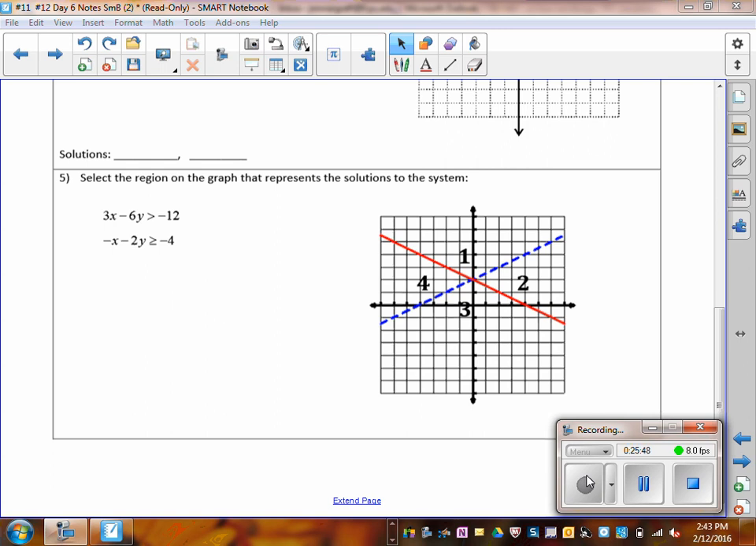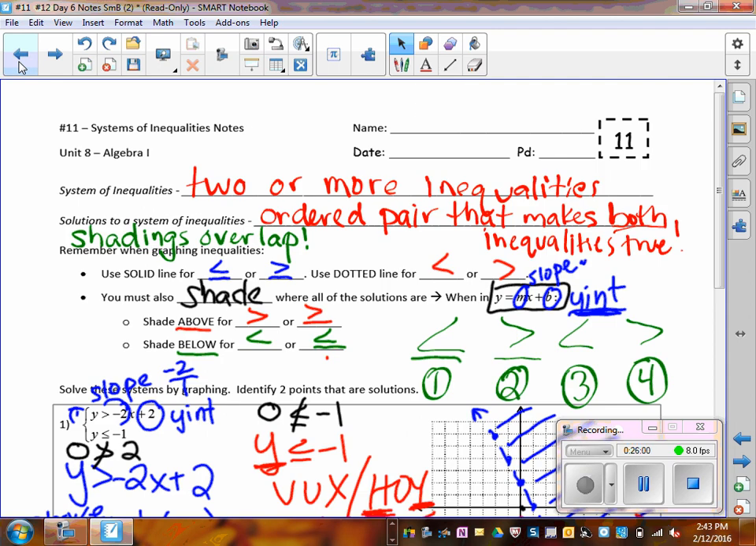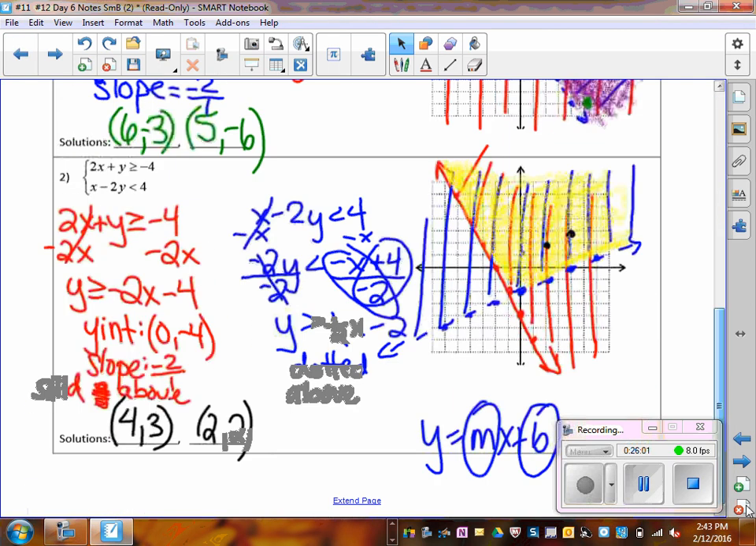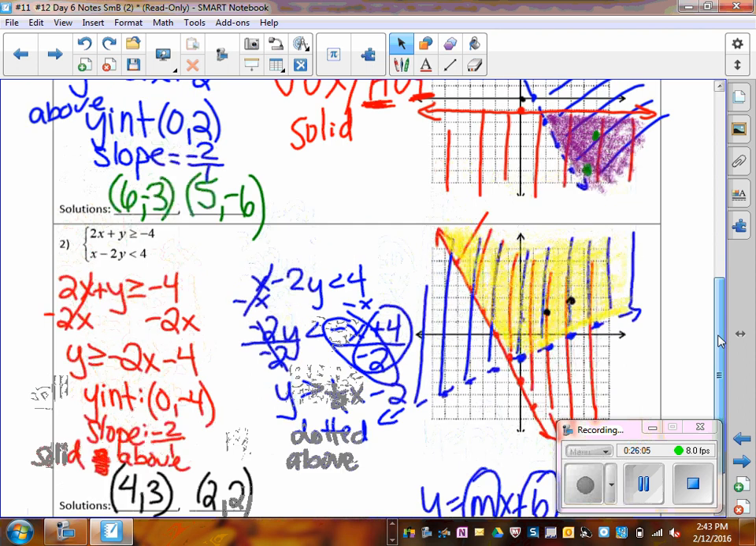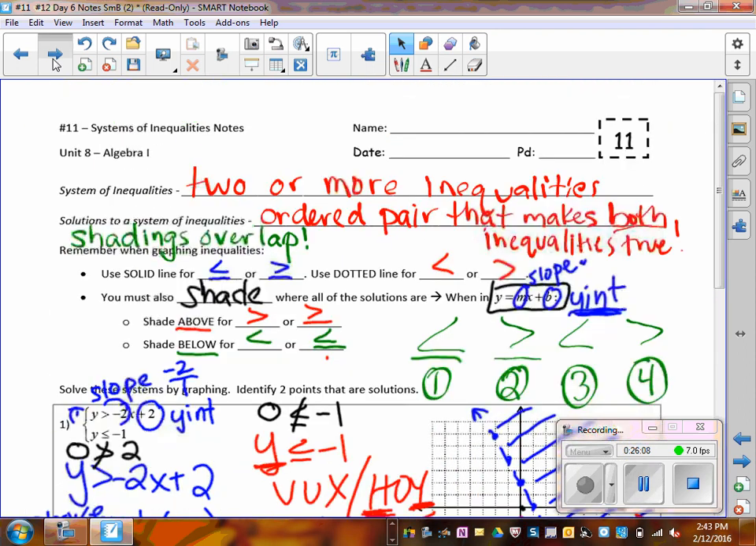Now the problem is that right now you think you know what the shading is, right? You think they're both above, but we have to get it in y is mx plus b. Because remember that last problem we did? We ended up having to flip our sign, didn't we? Because it was a negative, so that could change your shading. So let's take a look at these two problems.